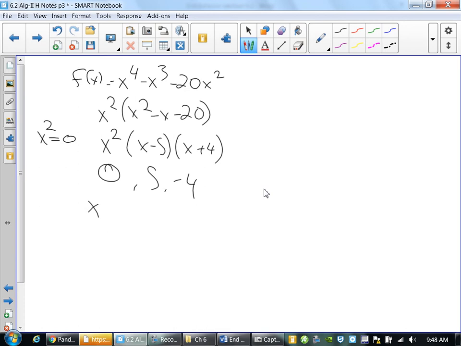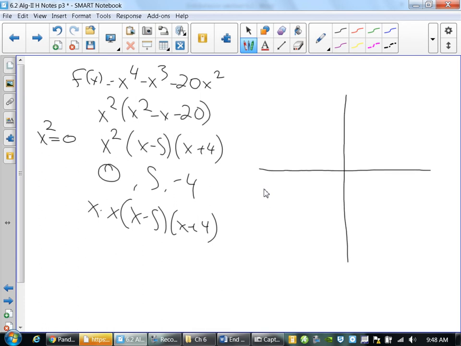Isn't x squared x times x? Yeah. And then I can go x minus 5, x plus 4. That's why that works. So in a graph, when we're rough sketching this, it is a first term positive, and it is an even exponent. Where are my tails? Both tails are up.